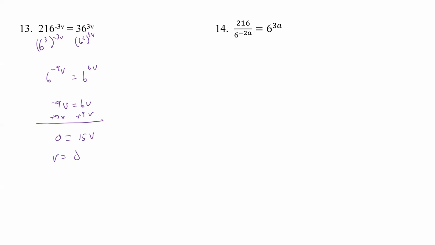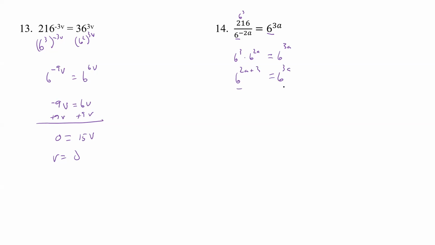All right. What about the next one? Well, here we have a factor of 6. Here we have a factor of 6. And here we know that's 6 cubed. Okay, so what can we do here? Well, if you remember, what we can do is we can take this to the numerator and make the negative a positive. So that's going to be 6 cubed. And then times 6 to the 2a equals 6 to the 3a. Now, when we multiply, it's going to be 6 to the 2a plus 3 equals 6 to the 3a.